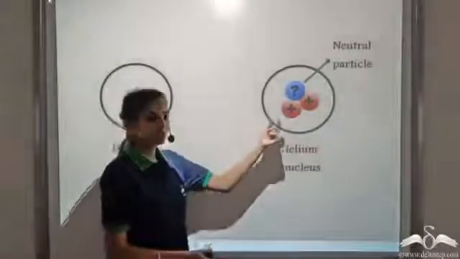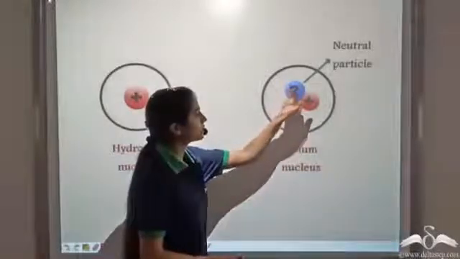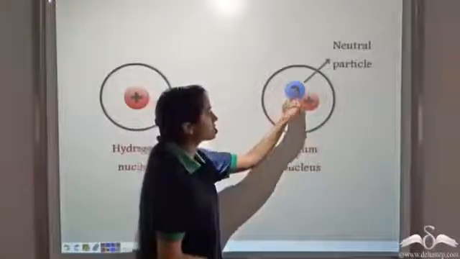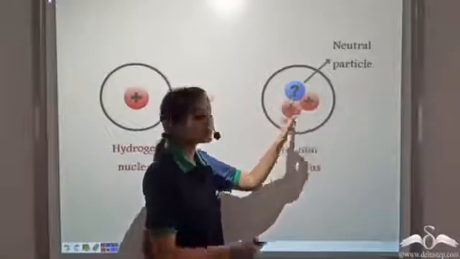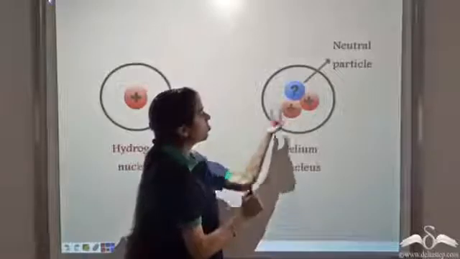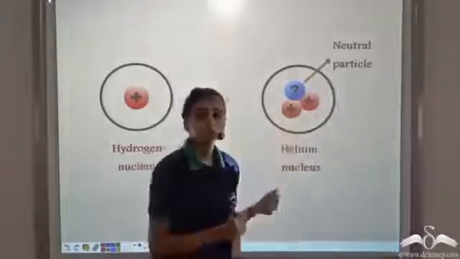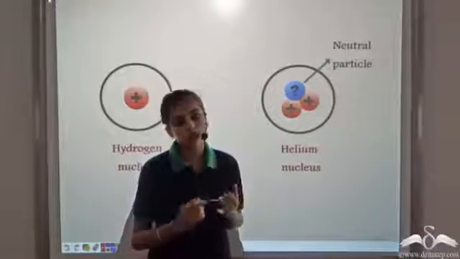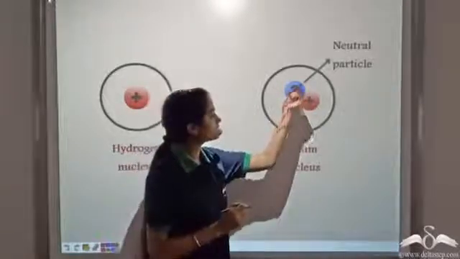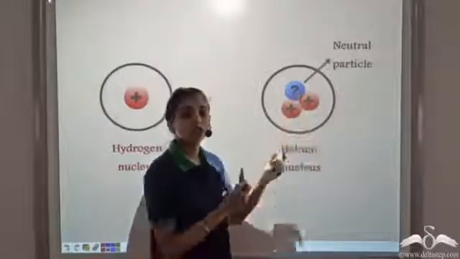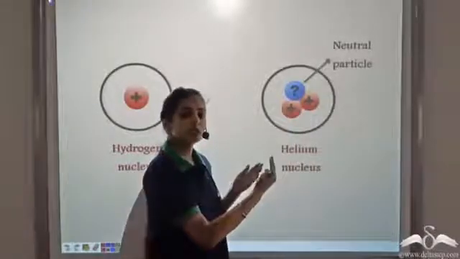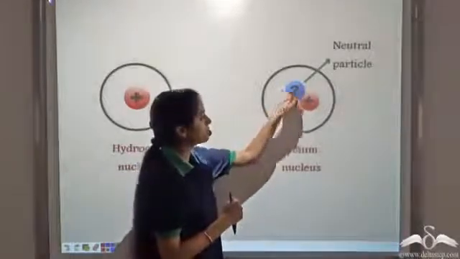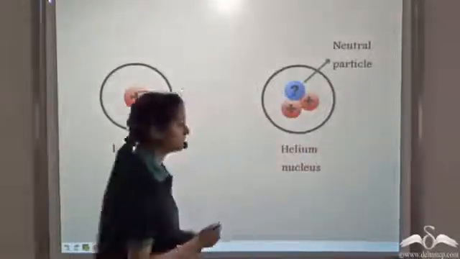So scientists concluded that there should be some extra particle present in the nucleus of the helium atom. This extra particle is giving the extra mass of the helium nucleus, and this particle should be neutral, because an atom is electrically neutral. The number of electrons is equal to the number of protons. If this particle had some charge, it would make the atom unstable, that is, it would not be electrically neutral. Therefore, this extra particle should be neutral in nature.